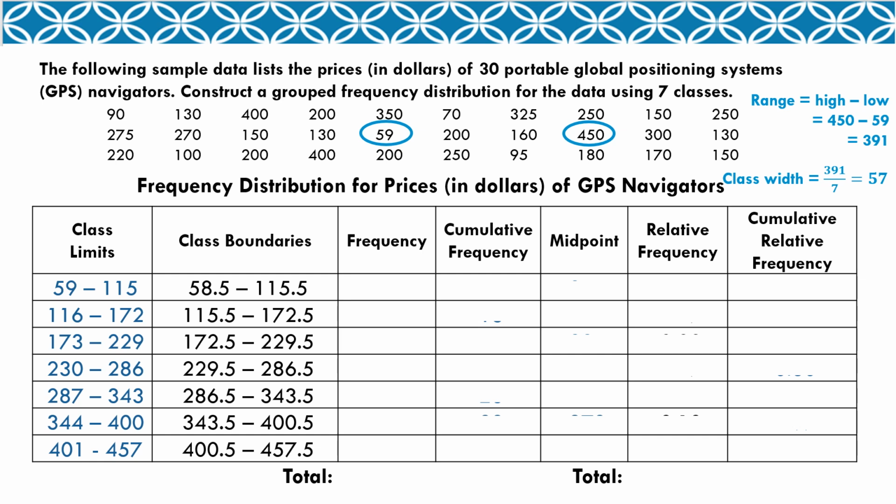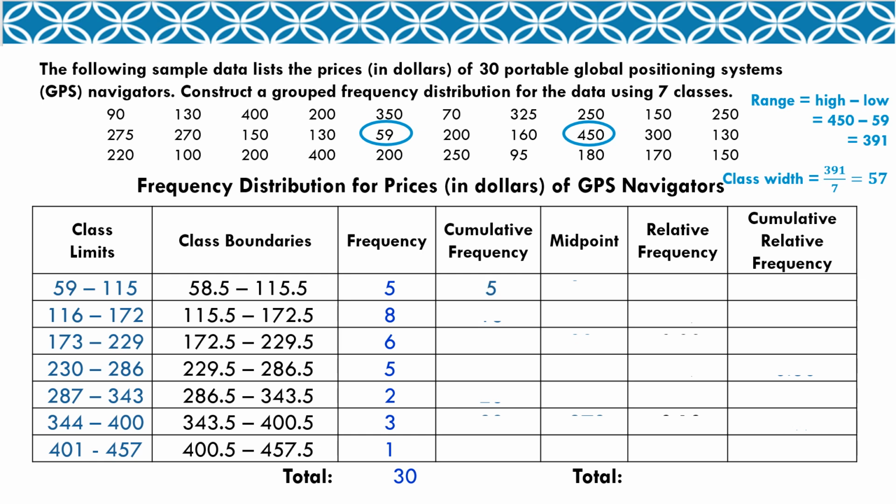Sort out our data so we can find the frequency in each class. So we will count the number of data values between 59 and 115, and that was 5. Count the data values between 116 and 172, we got 8. Count the data values between 173 and 229, there are 6 data values. Count the data values between 230 and 286. Same thing for the next class, and the last class, and we always need to get a total, 30. And if we go back to our situation, it does say it is from a sample of 30 portable global positioning systems. And these are the prices.